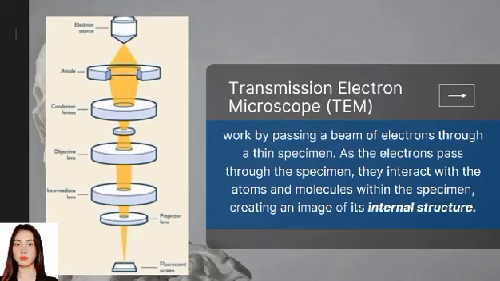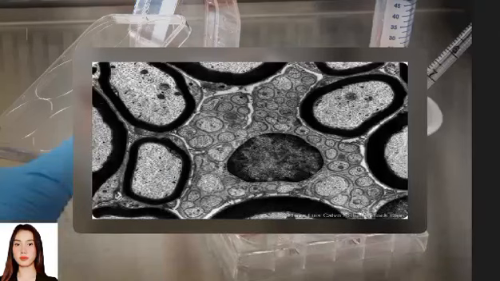It works by passing a beam of electrons through a thin specimen. As the electrons pass through the specimen, they interact with the atoms and molecules within the specimen, creating an image of its internal structure. The resulting image shows the specimen's internal structure and composition, including the location of atoms, crystals, and biological structures. So here's an example of an image of a specimen under TEM.